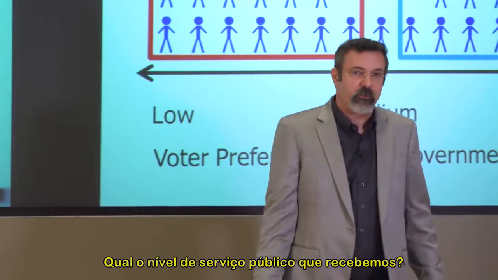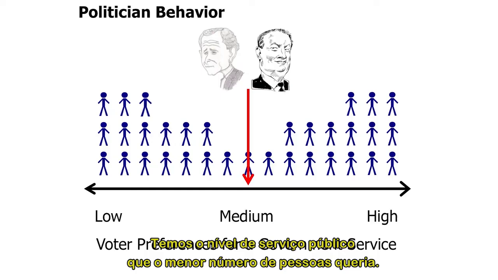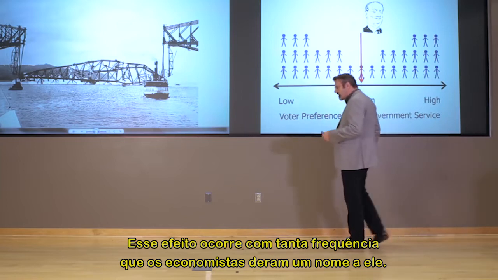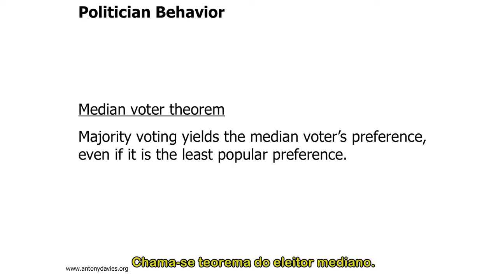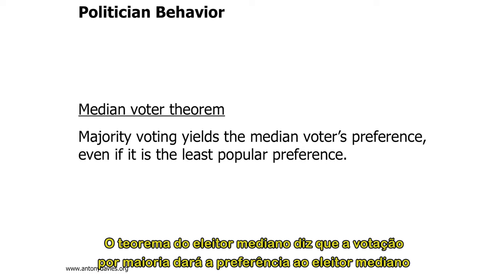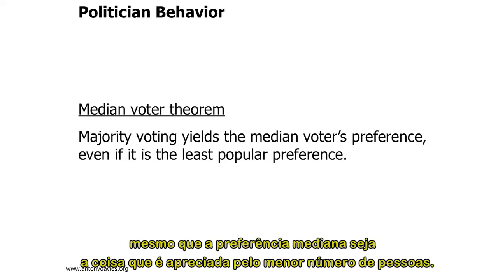And what level of government service do we get? We get the level of government service that the least number of people wanted. This effect occurs so frequently, economists have given it a name. It's called the median voter theorem. And the median voter theorem says majority voting will yield the median voter's preference, even if the median preference is the thing that's liked by the least number of people.